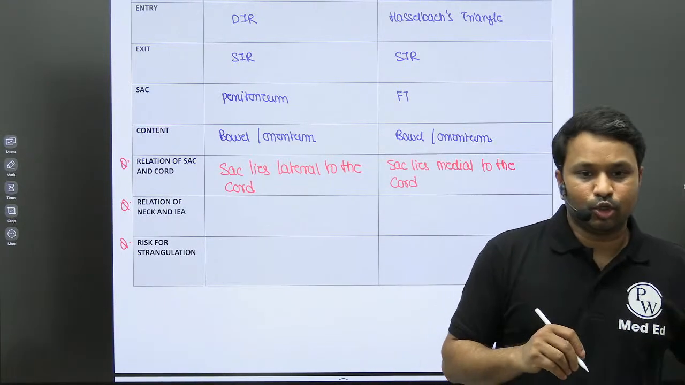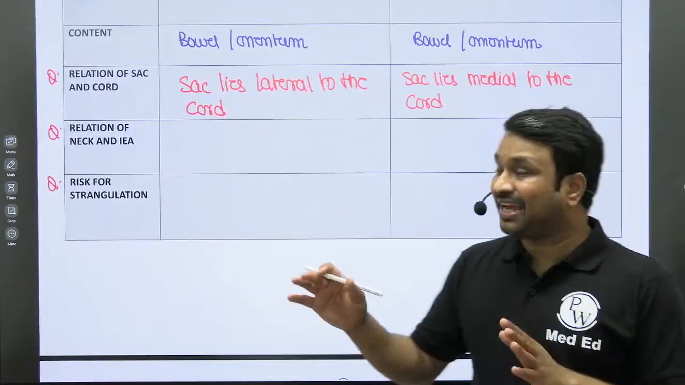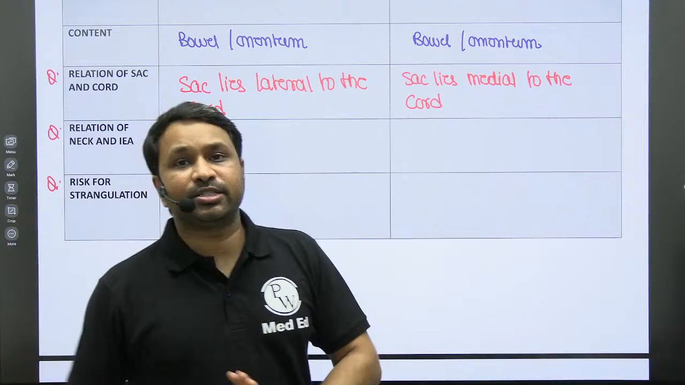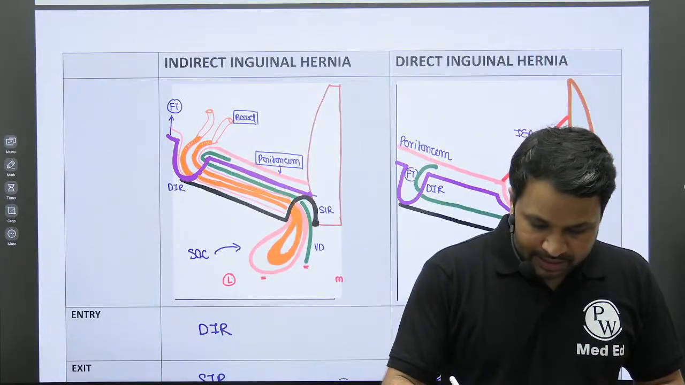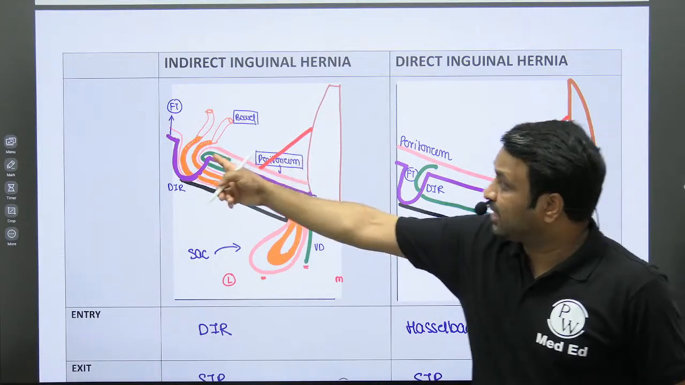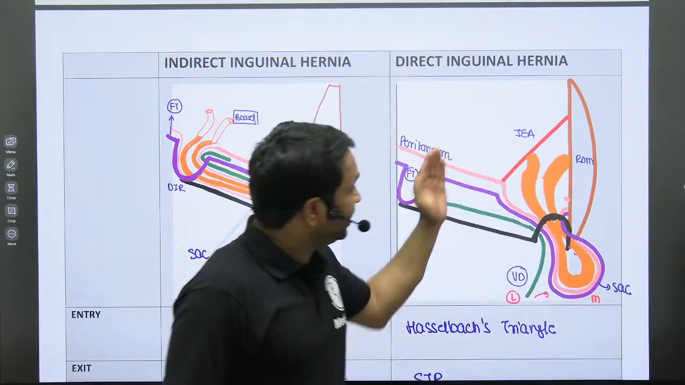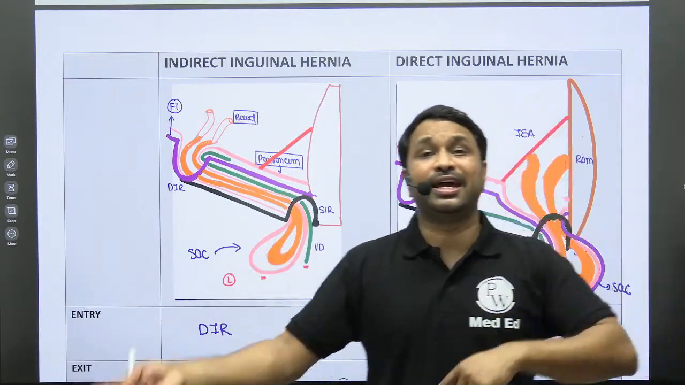Now, 2 important questions that you have to remember. What is the relationship of the neck and the inferior epigastric artery? Neck is the entry point. So let's say this is your inferior epigastric artery. The neck of the indirect inguinal hernia is lateral to the inferior epigastric artery. The neck here is medial to the inferior epigastric artery, and that is how your radiologists tell you whether it's a direct or an indirect inguinal hernia.